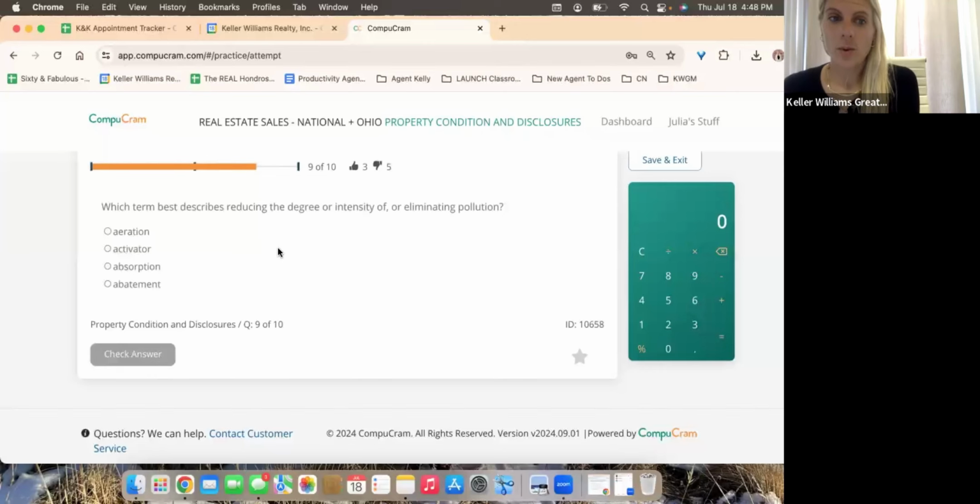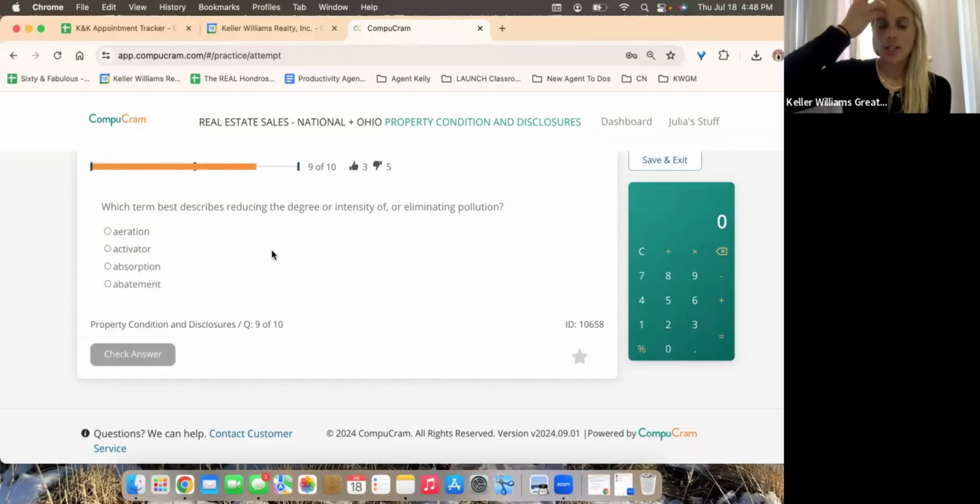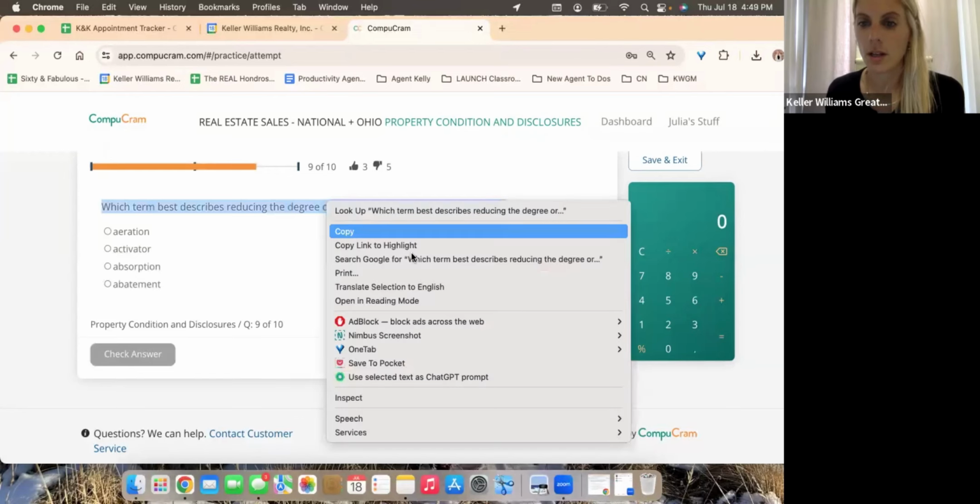All right, next question. Which term best describes reducing the degree or intensity of or eliminating pollution? Is that A, aeration, B, activator, C, absorption, or D, abatement? So which term best describes reducing the degree or intensity of or eliminating pollution?